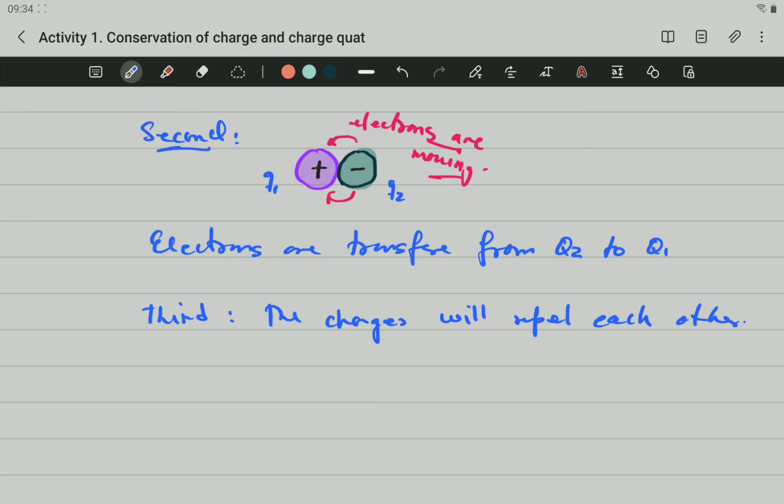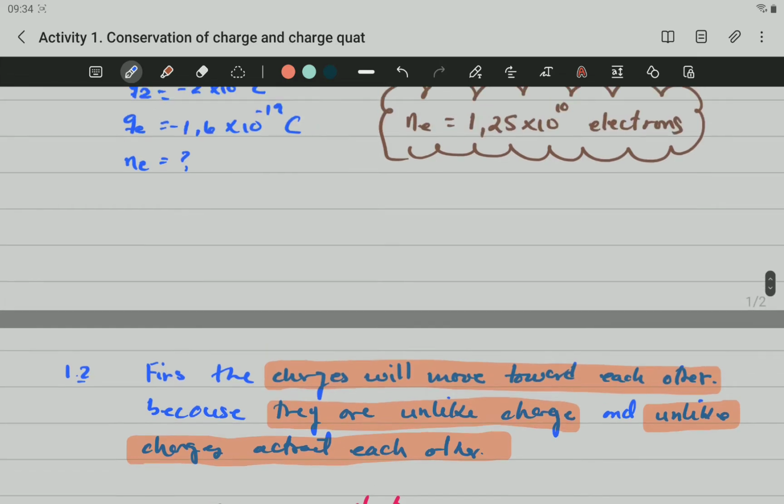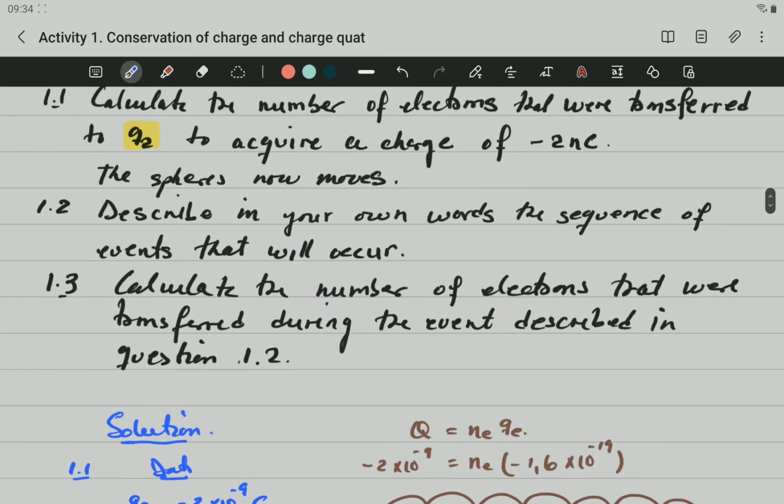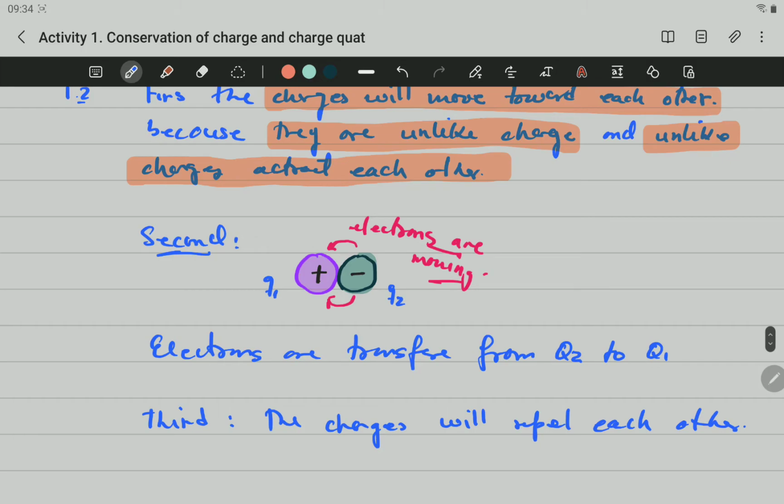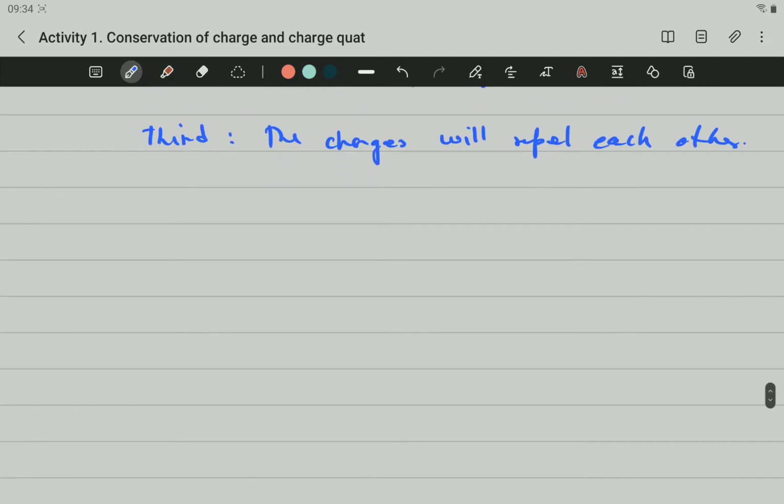We are not going to say what charges they are going to have because that is going to be the third question. Calculate the number of electrons that were transferred during the event described in question 1.2. During this event of touching, you have to calculate the number of electrons that were transferred. Now, this question is a little bit tricky, because we need to know the number of electrons that were transferred from Q2 to Q1 while they were touching.